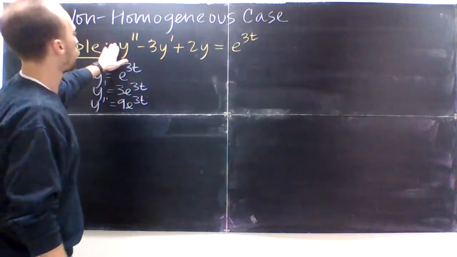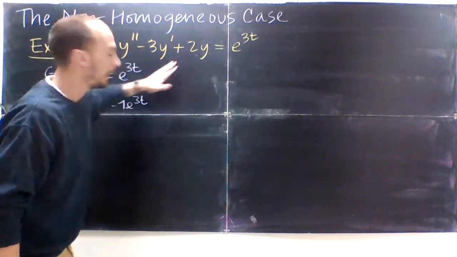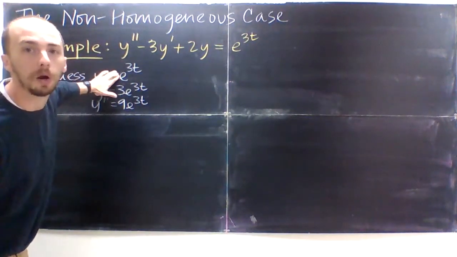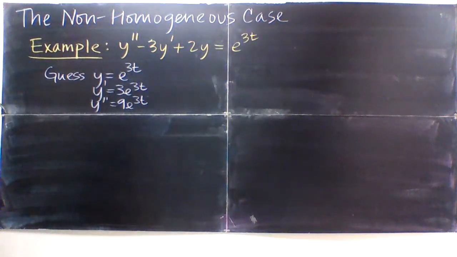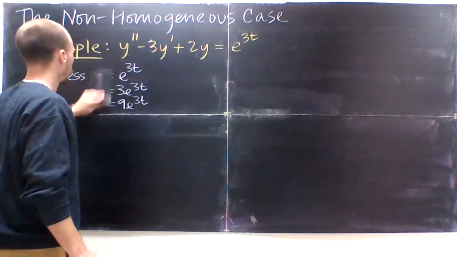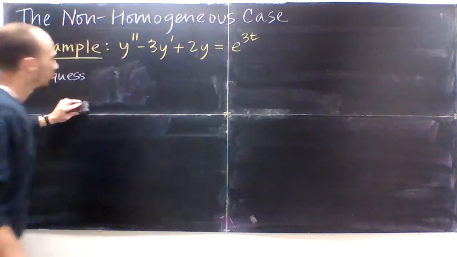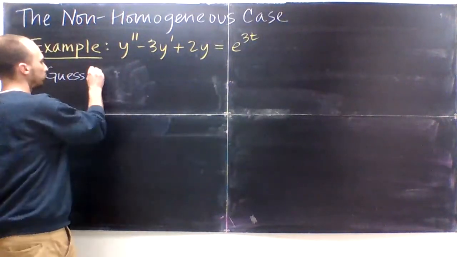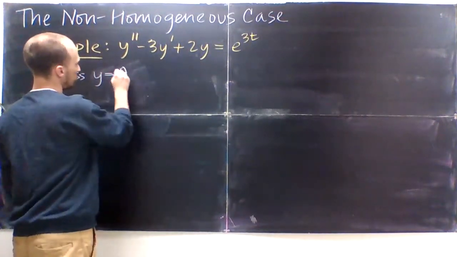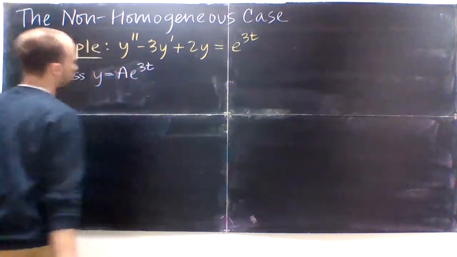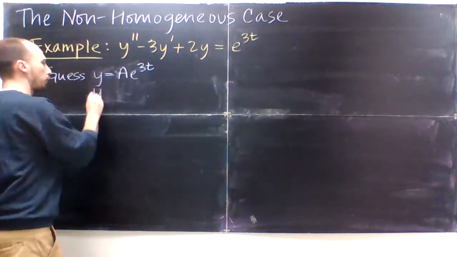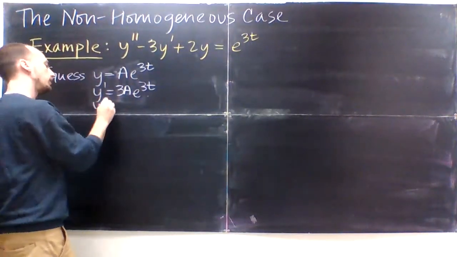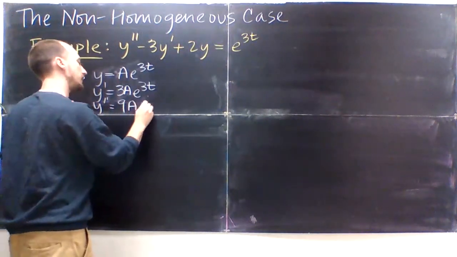And while this 1, -3, and 2 is set, I don't necessarily have to take 1e to the 3t. So I feel like I'm close, and I'm going to make a new guess. I'm going to guess y equals ae to the 3t, just for some a. That would mean that y prime was equal to 3a e to the 3t, and y double prime was equal to 9a e to the 3t.